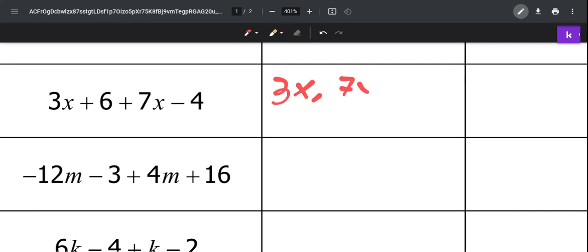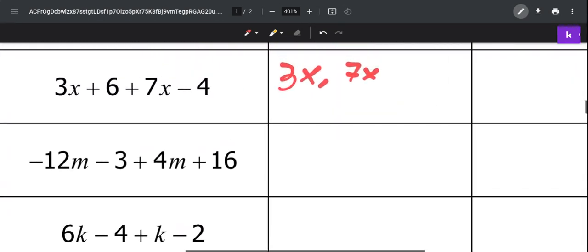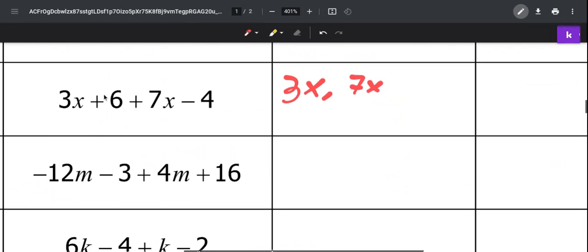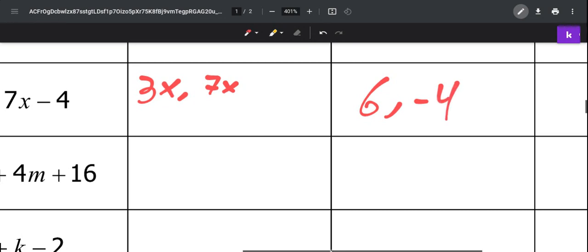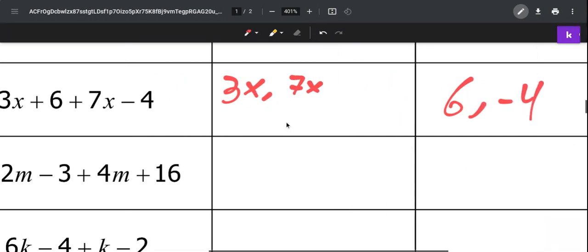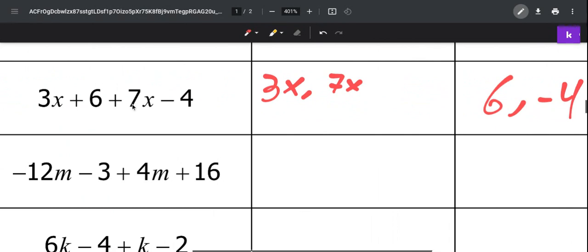The constant terms would be anything without an x, just a normal number. So 6 and negative 4 because of that minus sign. If you didn't get those, it's probably because of the minus. You probably put 6 and 4, but make sure you account for that minus. That makes it negative. All right, and then last, the coefficients, which come from the variable terms. It's the number in front of the letter, if you really want to make it simple. So 3 and 7.